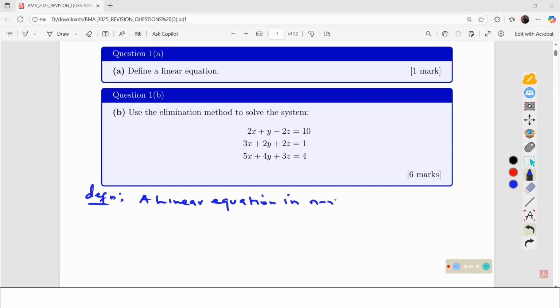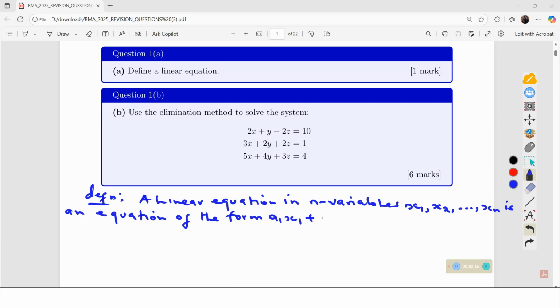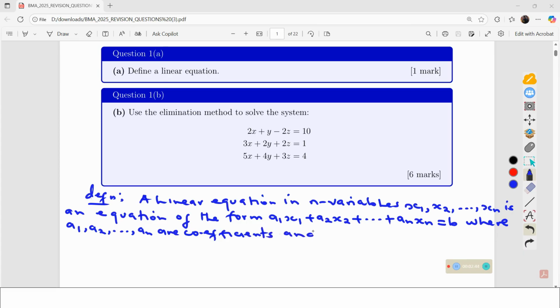in any variables, for example, x1, x2, up to xn, is an equation of the form a1 x1 plus a2 x2 plus up to an xn equaling b, where we shall be calling a1, a2 up to an the coefficients, and b a constant term. The coefficients and the constant term are real numbers.